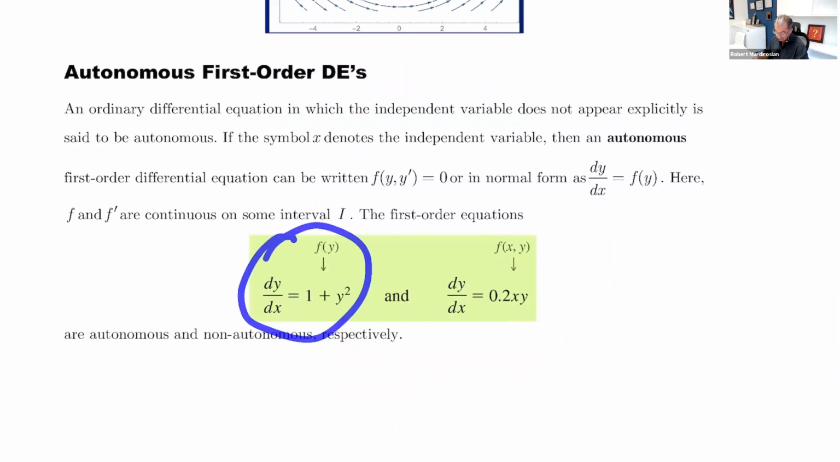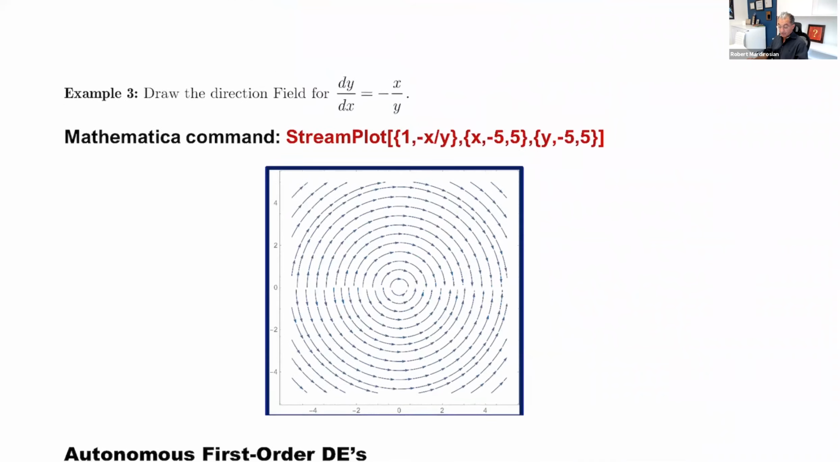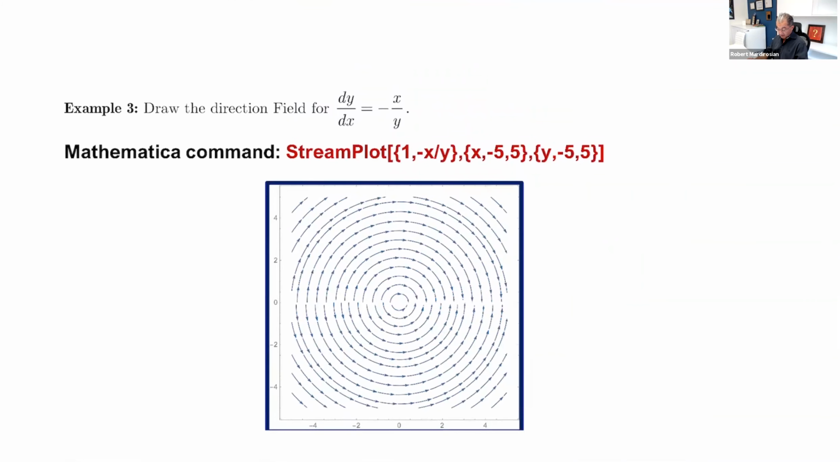As you notice here, if you have a differential equation like dy/dx equals 1 plus y squared, that's autonomous. And dy/dx equals 0.2xy, that's non-autonomous. So please remember this, because we're going to be using this in the next lectures. You can take a look at the homework, where I did that with Mathematica. You don't need to use Mathematica during the exam. However, please understand the definition of direction fields, or slope field.